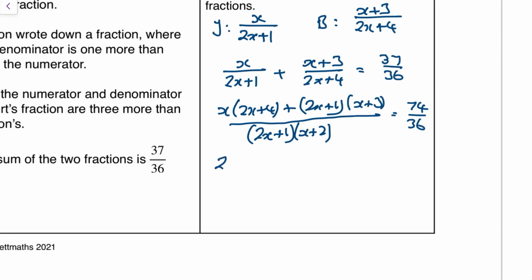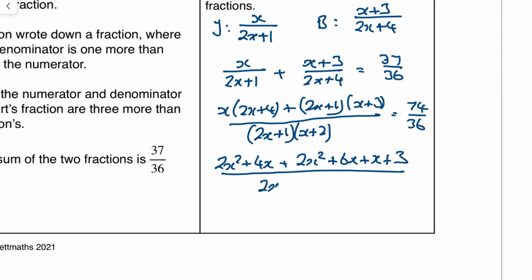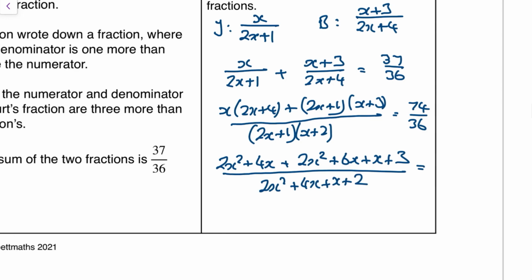So the numerator becomes 2x squared plus 4x plus, again carefully, 2x squared plus 6x plus x plus 3, and all of that is over 2x plus 1. Actually, let's expand that. Well, I can do this in one go, can't I? So all of that's over 2x squared plus 4x plus x plus 2. And again, that is equal to 74 over 36, which simplifies down to 37 over 18. Now, some of you may have noticed I could have just divided 36 by 2. Obviously, that's correct as well.